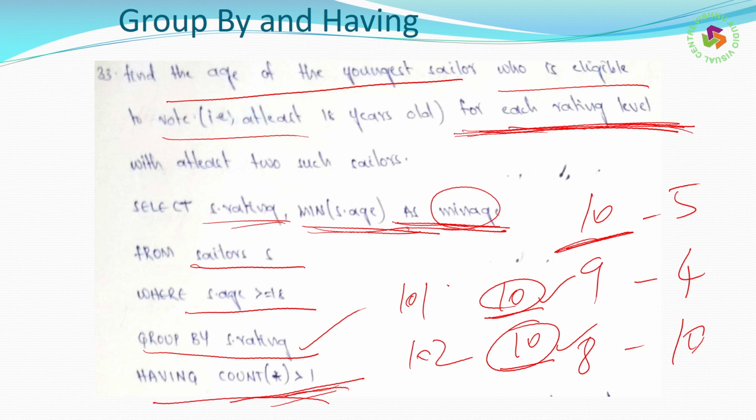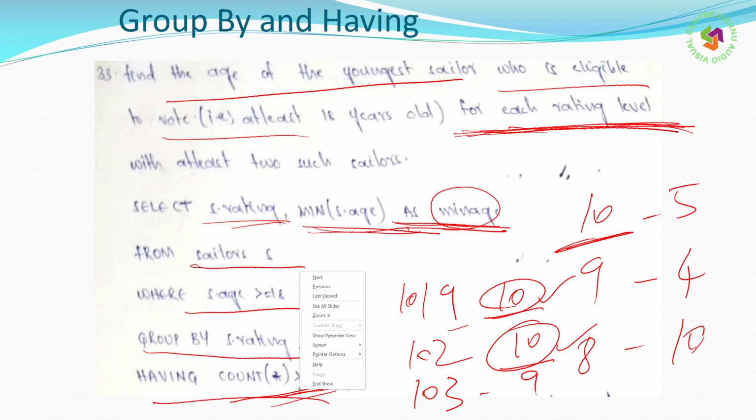Now rating 9 is given by only 1 employee. For example, assume 103 got 9, and all the remaining sailors got different ratings, but not 9. In the entire table, rating 9 is given only to 103. So you cannot take it as a group. Count of star greater than 1, but here it is 1. That's why it will not be considered. 103 will not be considered as a group.